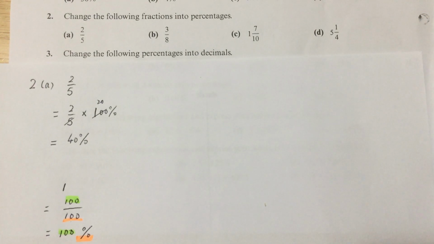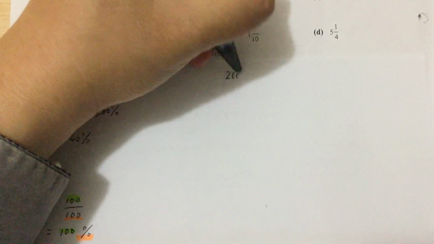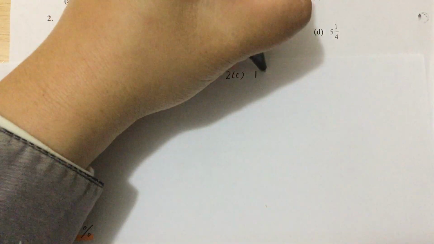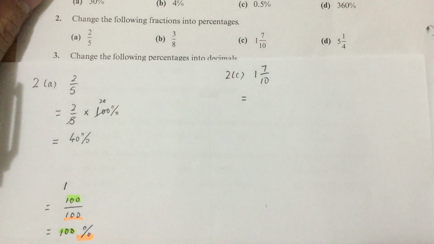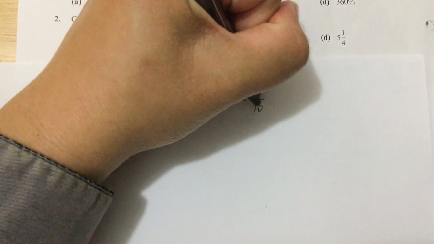Now I will not do question 2B, so do it by yourself. Sometimes you will have some decimal number here, so never mind. But for 2C, this time we will have a mixed number, that means it's a 大分數. So what we are going to do is change it to the improper fraction, 假分數, first. That is 17 over 10.